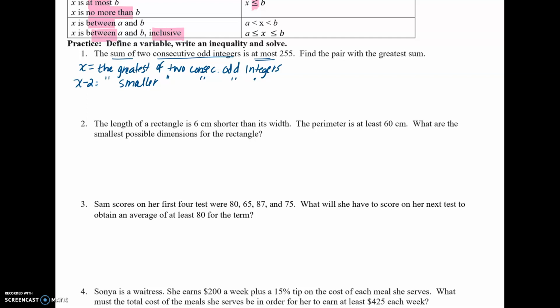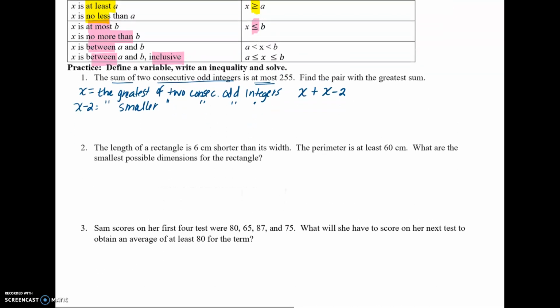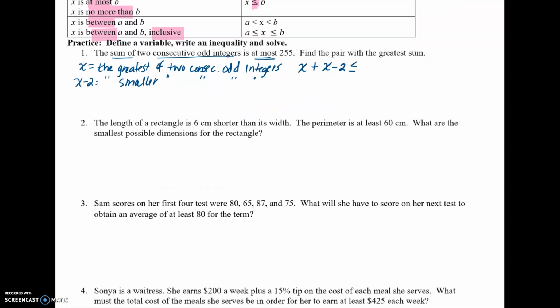Okay, now it says their sum, so that means I'm going to take the largest of the consecutive odd integers, which is x, and add to it the smaller of the consecutive odd integers, which is x minus 2. And at most, if I go to my list, says that's less than or equal to 255. So now I'm going to solve it. x plus x is 2x, minus 2 is less than or equal to 255. I'll add 2, and I get 2x is less than or equal to 257.